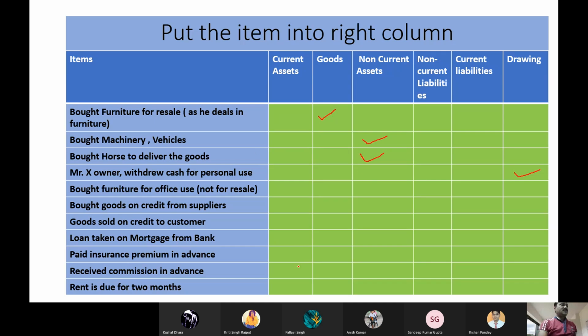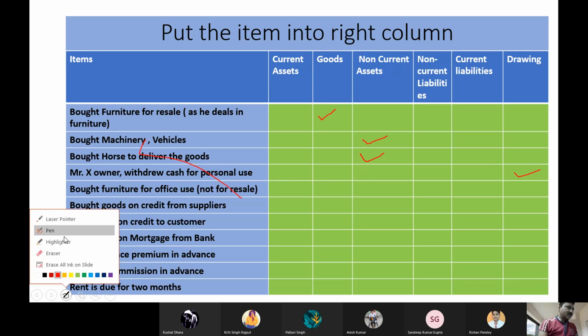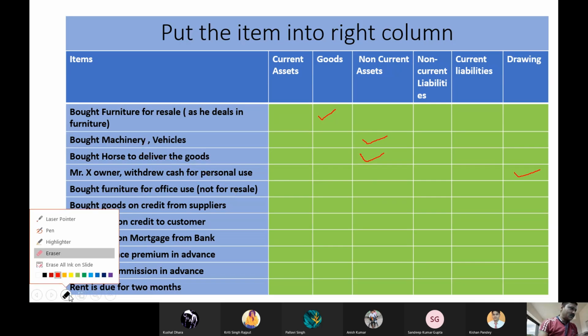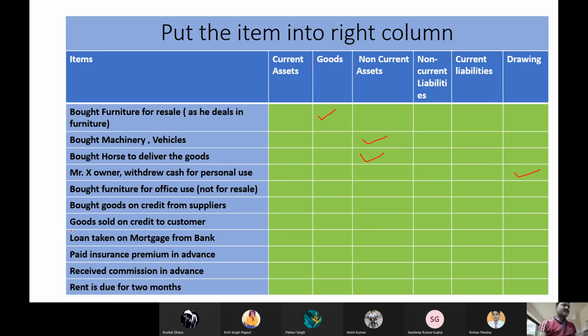Next is bought furniture for office use, okay, but not for resale. Firstly they had purchased furniture for resale, but this time they have purchased the furniture not for resale, they will use it in the business. Okay, so this will be called an asset. And what kind of asset? Non-current assets.